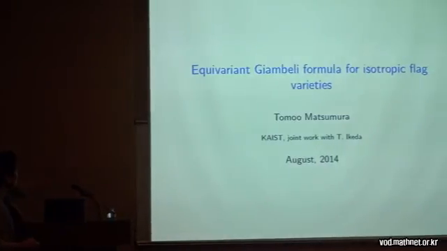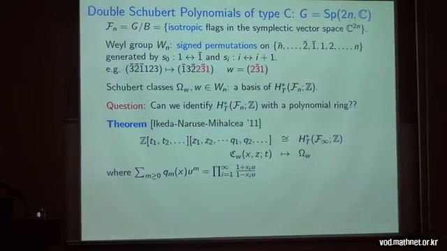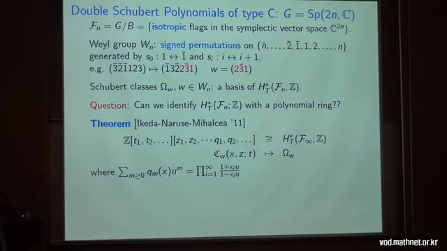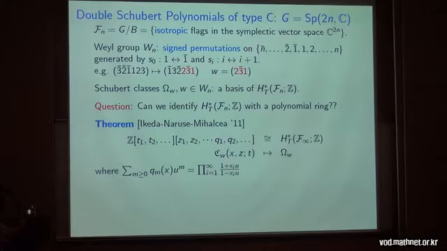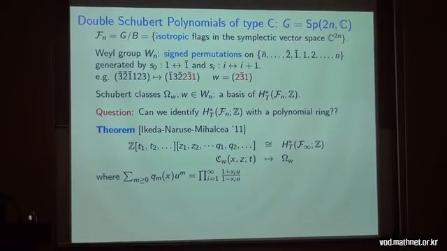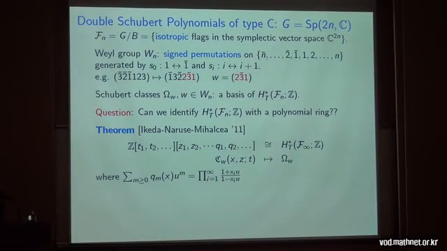By the way, I'm talking about type C Schubert calculus. In type C Schubert calculus, you're looking at a symplectic group. So you look at a symplectic vector space and then automorphisms of that. It's the symplectic group, and that's type C as classified by Dynkin diagrams. My talk is about a formula to express Schubert classes in terms of some ring generators.